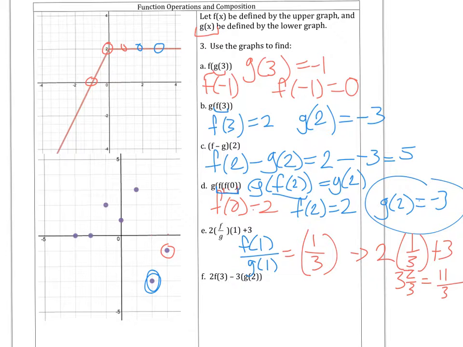2f of 3 minus 3g of 2. Okay, 2f of 3 is going to be 4, minus 3 times g of 2, which is going to be negative 3. 4 plus 9 is 13.